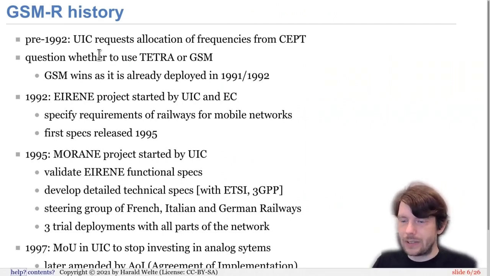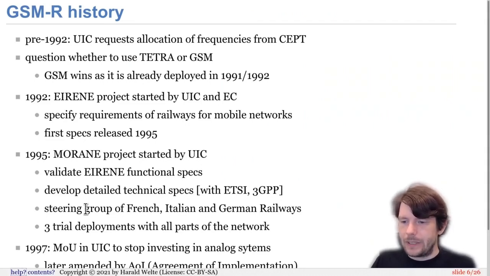The first actual specifications have then been released in 95. At which point then UIC has started the MORAIN project. These acronyms will be expanded in slides, I think, in the next couple of slides. And this MORAIN project then had to validate the specs that were created in EIREN, and also develop more detailed technical specifications, in some cases together with ETSI and or 3GPP later on.